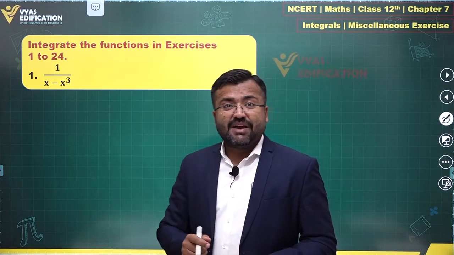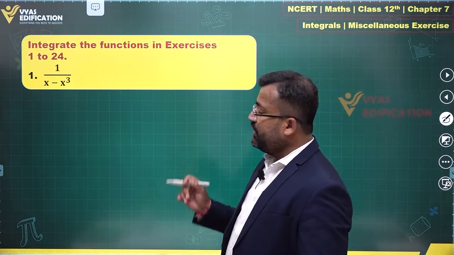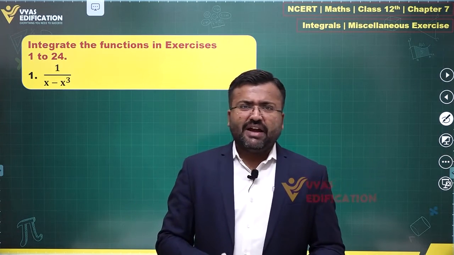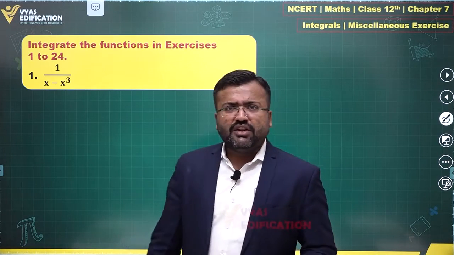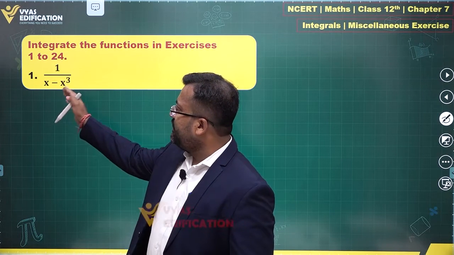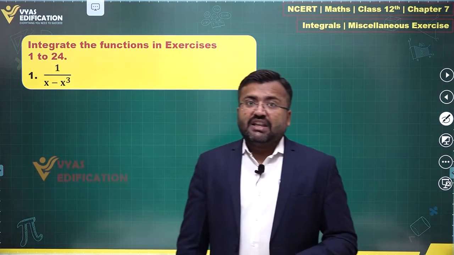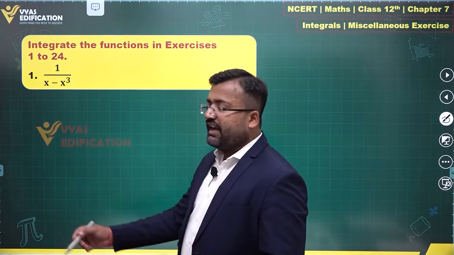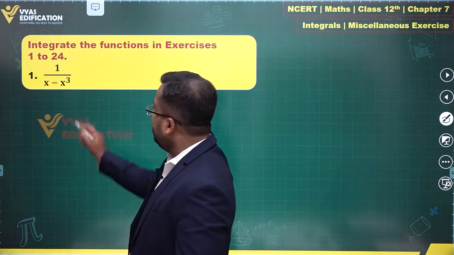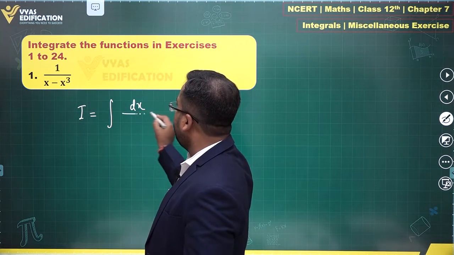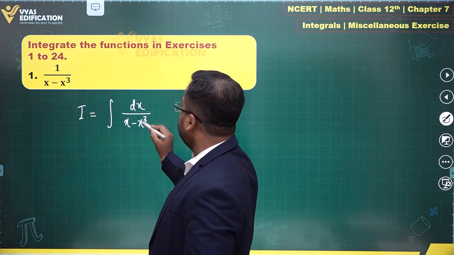1 upon x minus x cube. How will we integrate that? So one of the ideas that comes to mind is that maybe you can use partial fraction by taking out x common. 1 minus x square will be 1 plus x, 1 minus x. So that's one of the ideas, but then there's another idea that you can use over here, that is using substitution. You can integrate using substitution as well, and this is dx upon x minus x power 3.